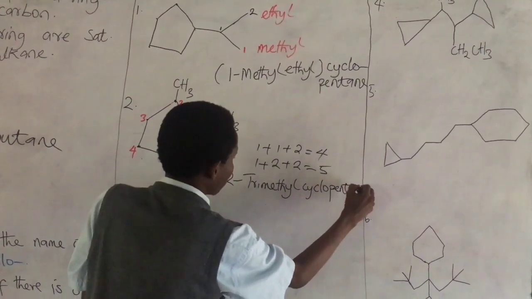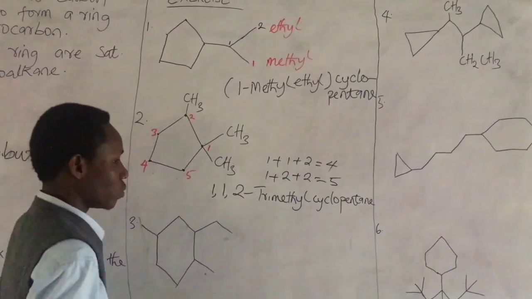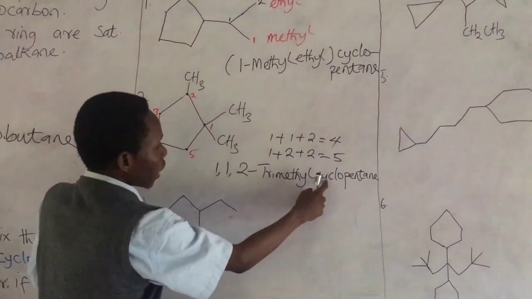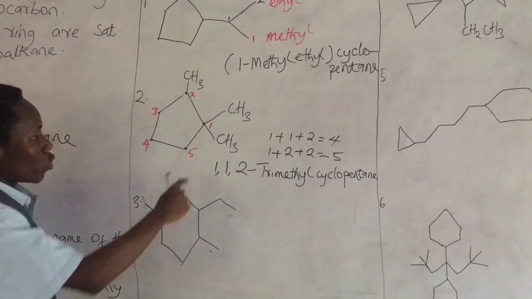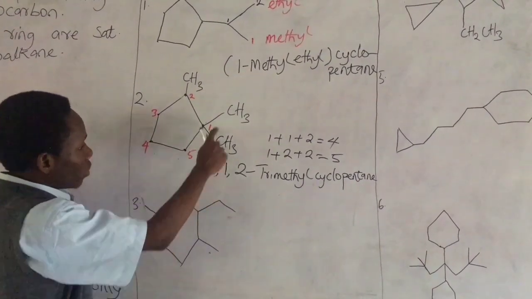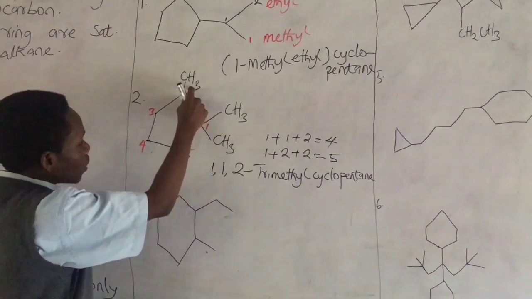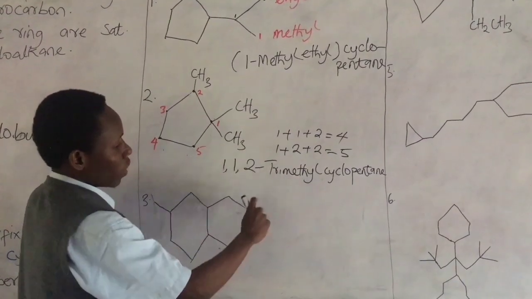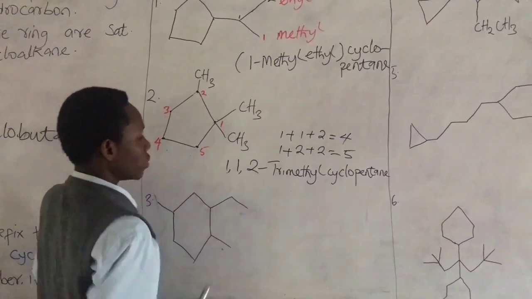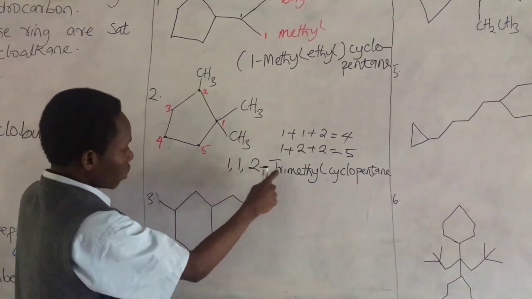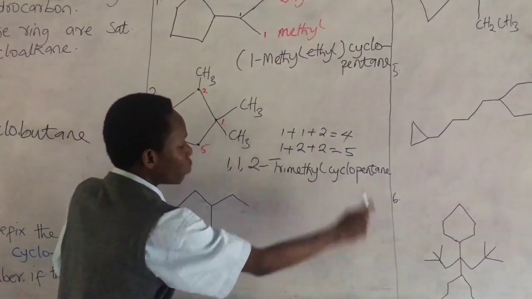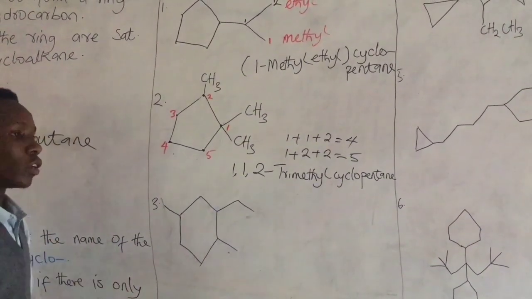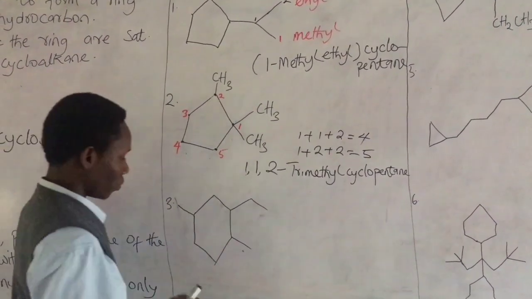Cyclopentane. So the name of this compound would be 1,1,2-trimethylcyclopentane. Why? Because we have the first methyl group on carbon 1, the second methyl group on carbon 1, and the last methyl group on carbon 2. Trimethyl, and then this is cyclopentane. 1,1,2-trimethylcyclopentane. Very simple. This is how we name cycloalkanes. Let's go to the next structure.